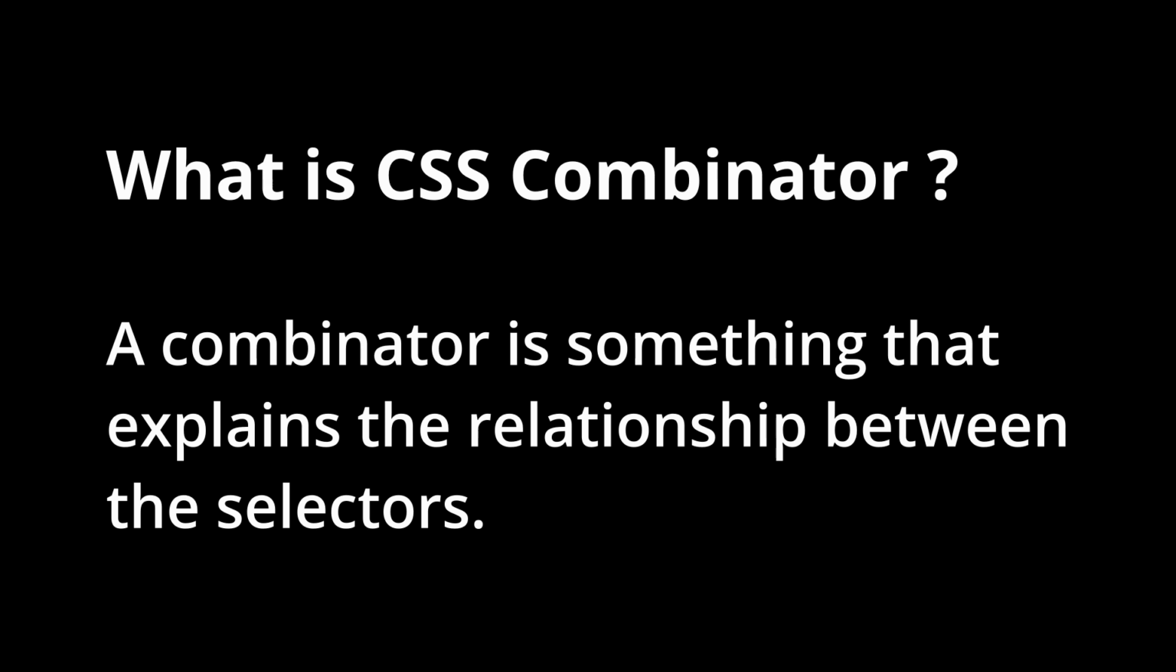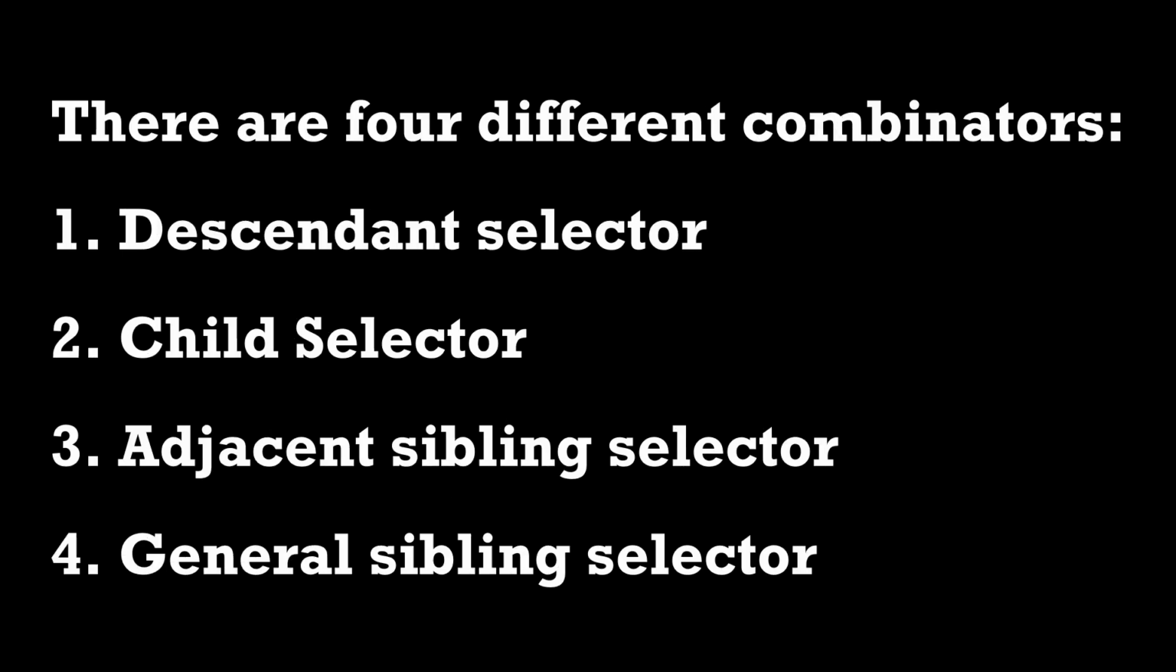We talked about selectors, the way we select each element in an HTML document. We talked about selecting an element using class and using ID. Now we are going to talk about how to use combinators to select elements. We have four different types of combinators in CSS: descendant selector, child selector, adjacent sibling selector, and general sibling selector. We'll take it one by one and explain it perfectly.